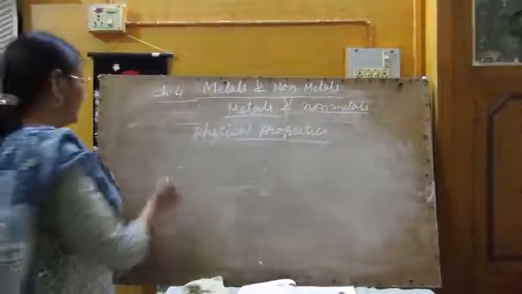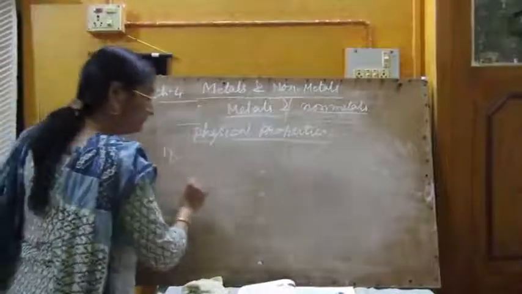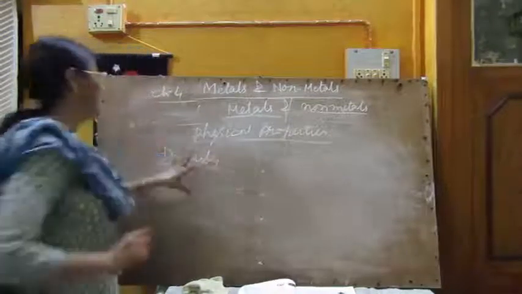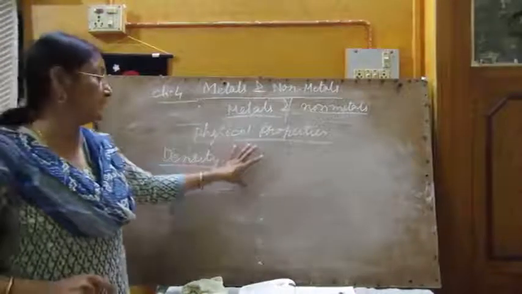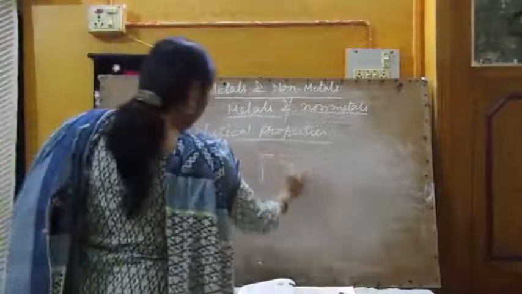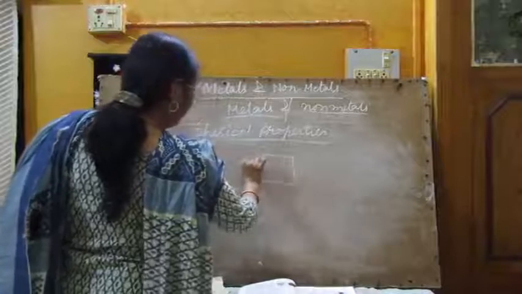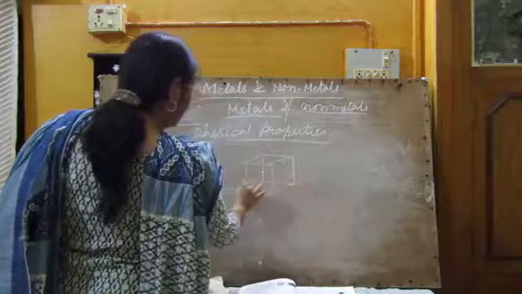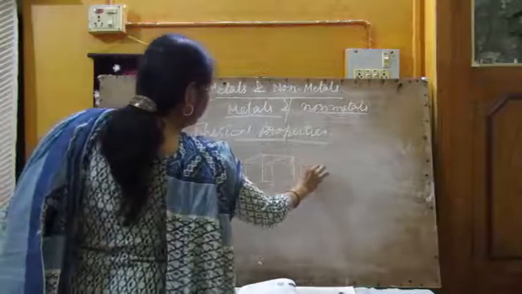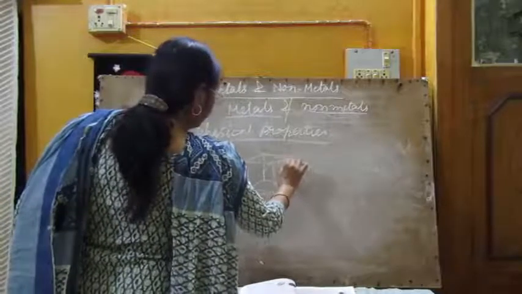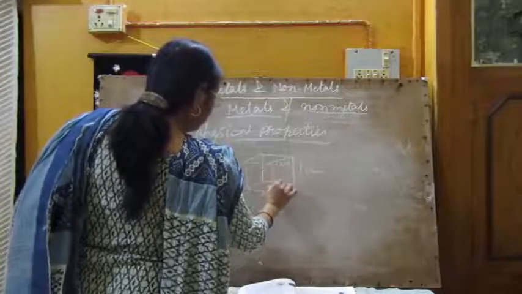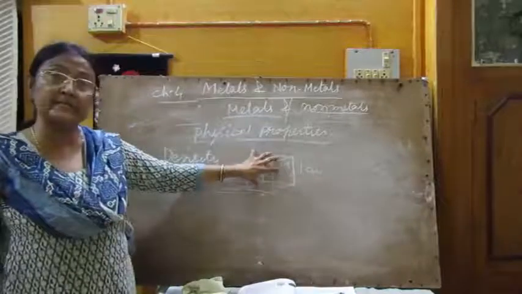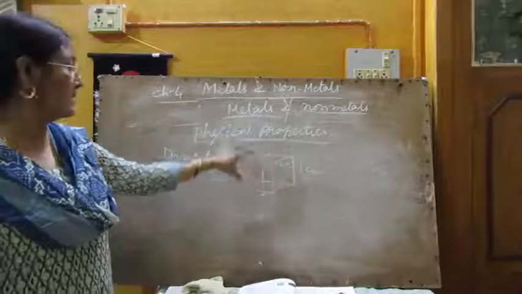First I am explaining density. What is the meaning of density? First of all, make it clear. Density means the matter per unit volume. If it is 1 centimeter, 1 centimeter and 1 centimeter, then in 1 centimeter cube, how much matter is there? This is called the density.